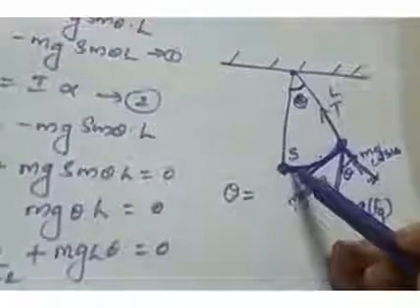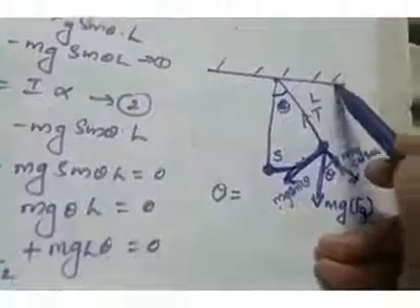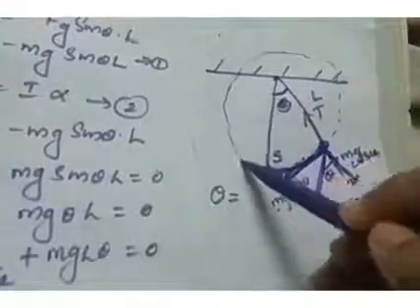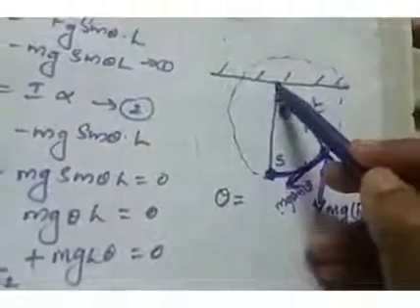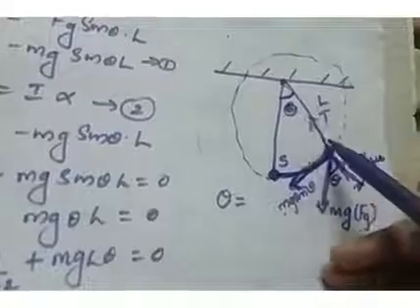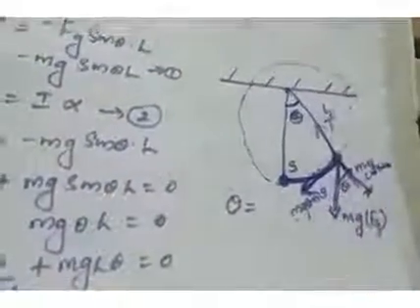And here what is the arc length? See, when you complete this arc, you will get a circle, and here this will be the center of the circle, and this will be the radius of the circle, and radius of the circle is capital L. So arc length is this is the arc length.